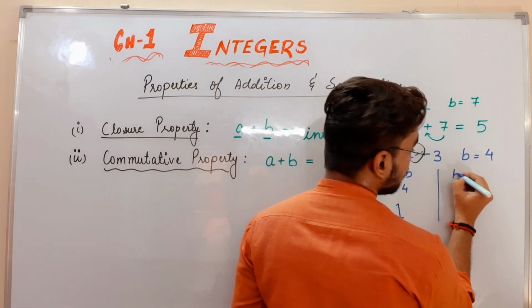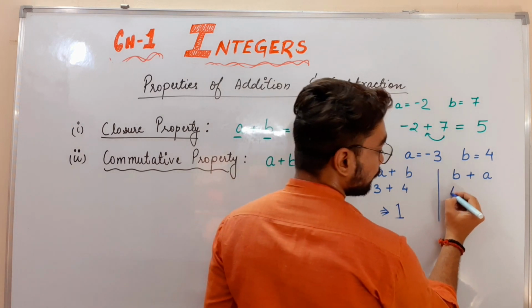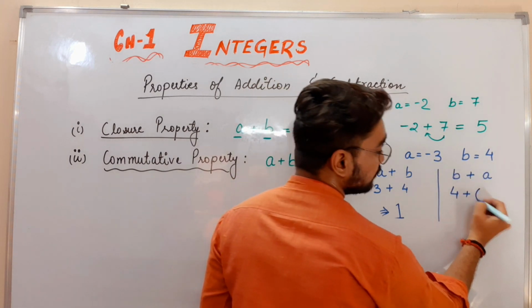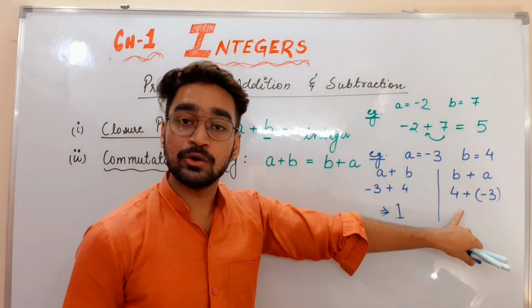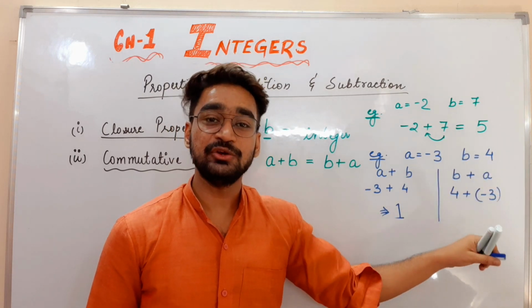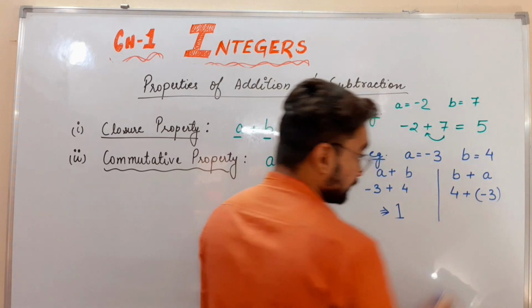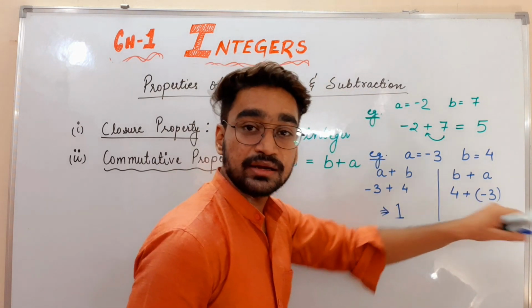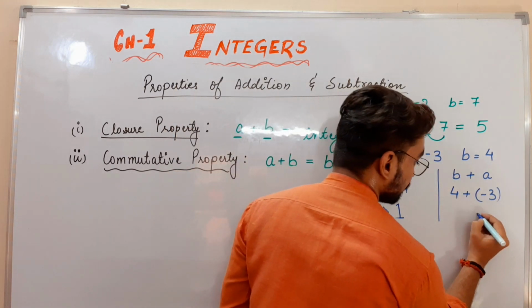Now check b plus a. The value of b is 4, plus the value of a, which is minus 3. So 4 plus minus 3. Why am I putting it in a bracket? Because two symbols are coming together, and whenever two symbols come together, we need to put a bracket. Again, one number is positive and one is negative, so we have to subtract them. 4 minus 3 is 1.